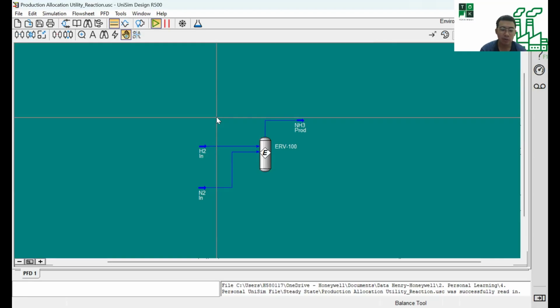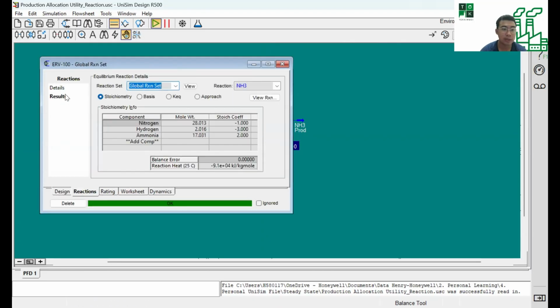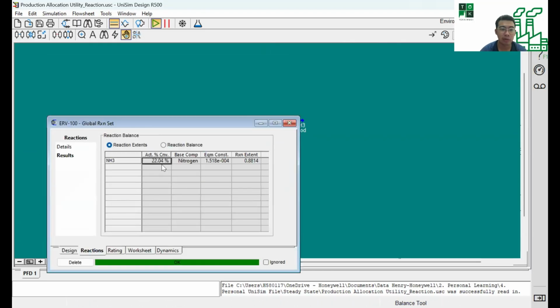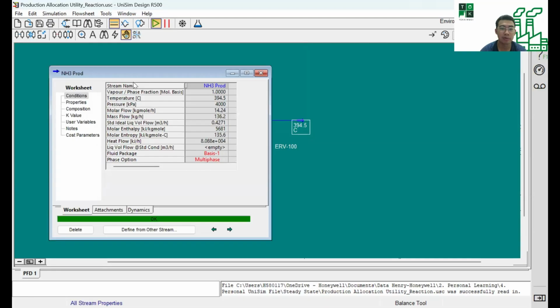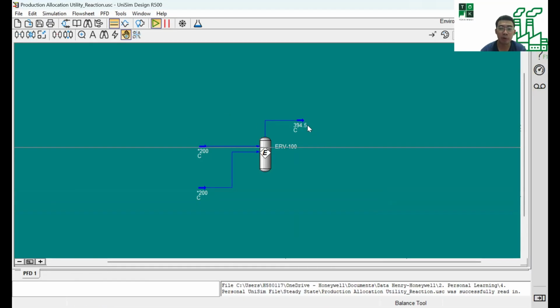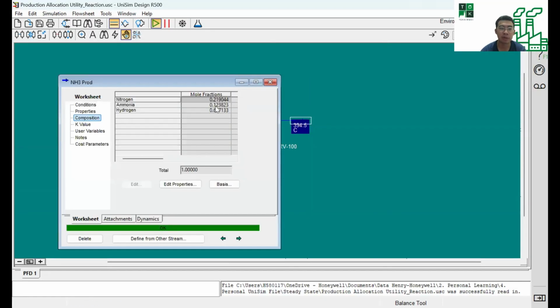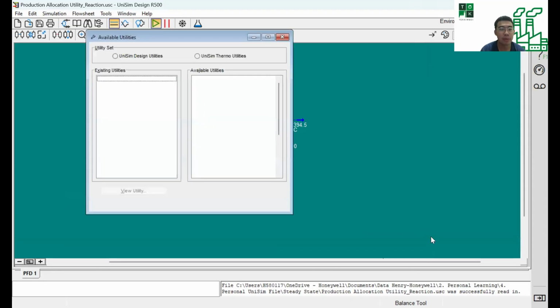Okay, so if we see the result here, I got a 22% conversion at 200 degrees Celsius. Okay, I want to make the reactor adiabatic. If we look at the product of ammonia, I have ammonia with a fraction of 0.12. Okay, so let's move on to the production allocation utility.